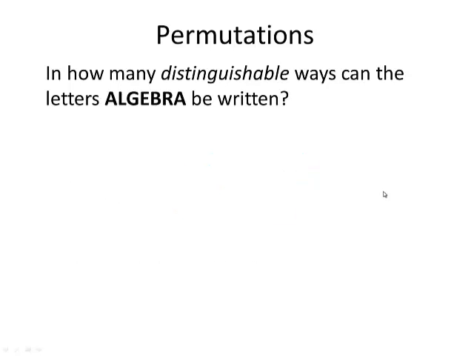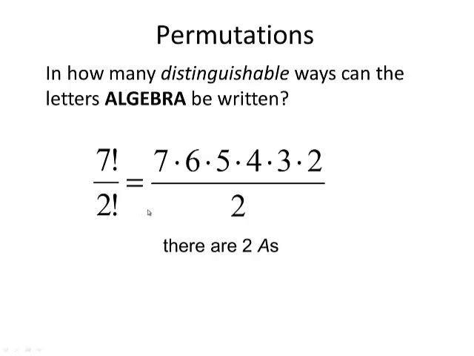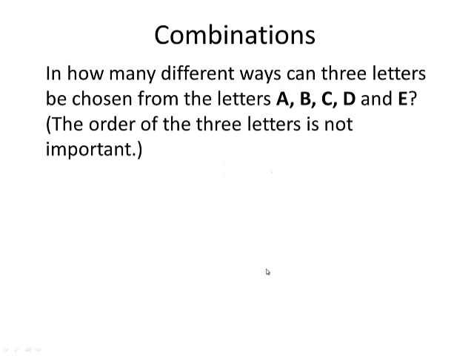How many distinguishable ways can the letters algebra be written? Well, there's 1, 2, 3, 4, 5, 6, 7 letters. Well, you try and figure this out and see if you can give me an answer. Okay, 1, 2, 3, 4, 5, 6, 7. So it'll be 7 factorial. There's 2 A's divided by 2 factorial. And we can cancel the 2's and we get 2,520 ways. The letters in algebra can be rearranged that are distinguishable.